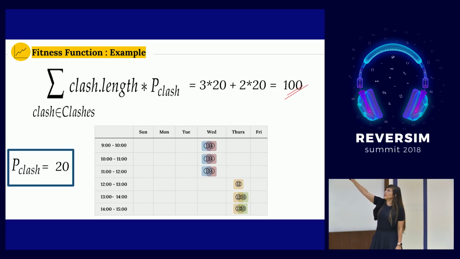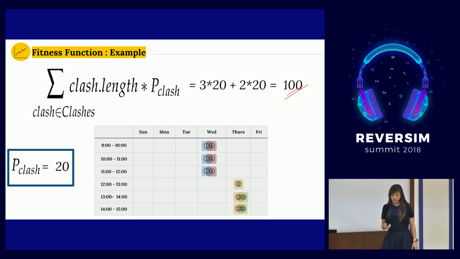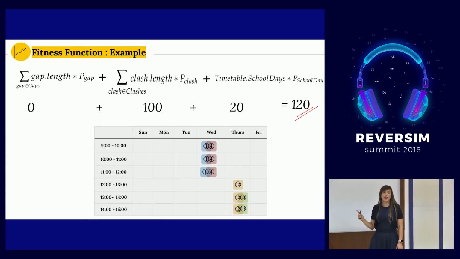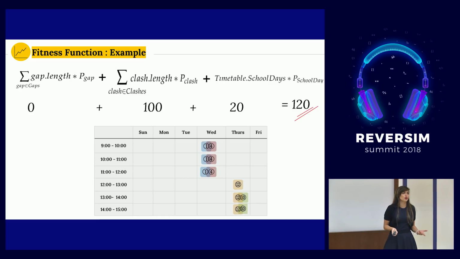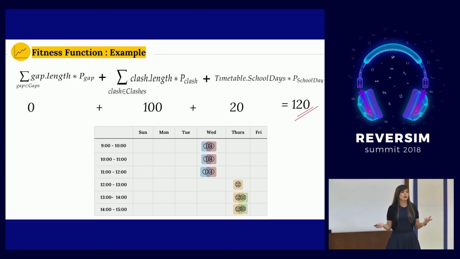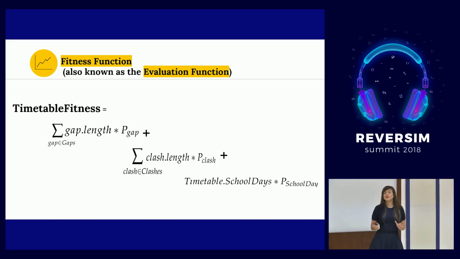So over here, you can see we're already at 100, and it's just for this constraint. That's pretty high, because what happens here? Too many clashes. Okay, so the overall grade for this timetable is 120. So it's not such a good grade, but I still want to have this timetable as an option in the entire generation. Okay, this is the entire fitness function.